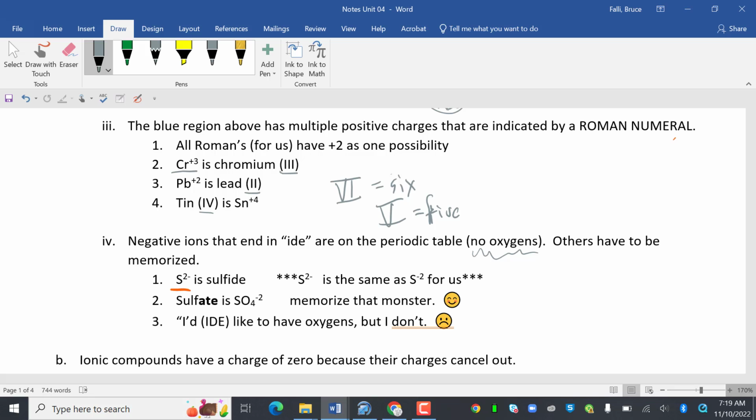S-2 is sulfide. If it's S2 negative, that's the same as S-2, whatever you like. Sulfate is SO4 -2. Memorize that monster. The way I remember this is, I'd like to have oxygens, but I don't. So we know F- is fluoride, like in teeth. Notice there's no oxygens in there. We've heard enough about sodium chloride, and there's no oxygens in there either.